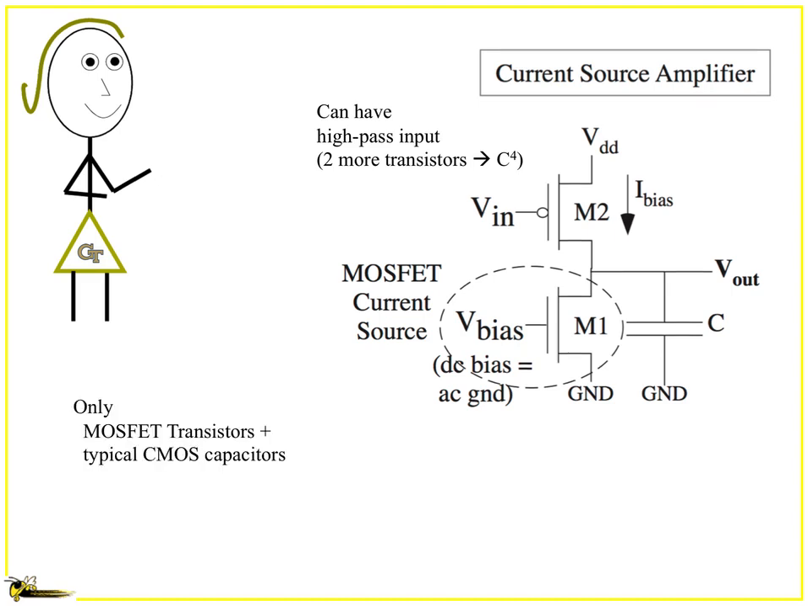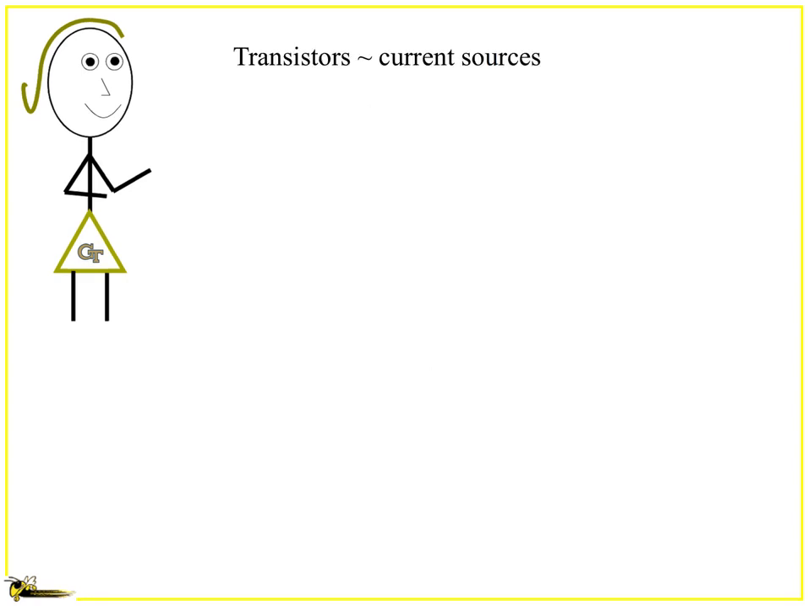And you'd like to get to a point where it's only MOSFET transistors and sort of typical capacitors in a CMOS process, whatever your CMOS process that you're given. There's a whole range of things you could imagine. But your transistors are your current sources, and now we're talking about a current source-based structure. You've got to think about this for a minute. Well, transistors are current sources, you're thinking.